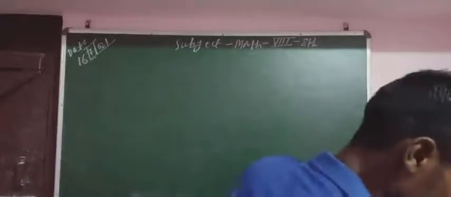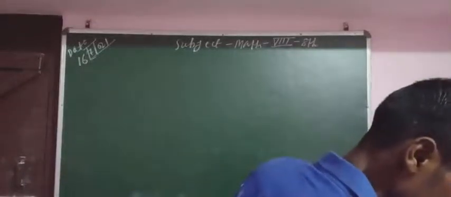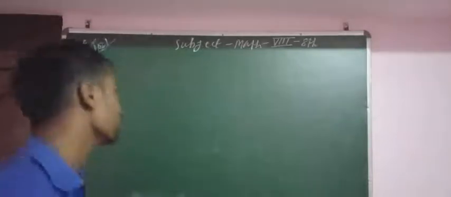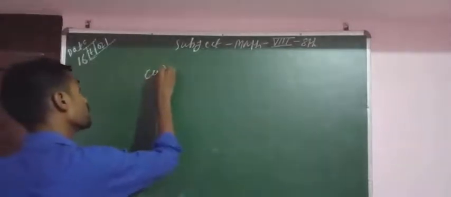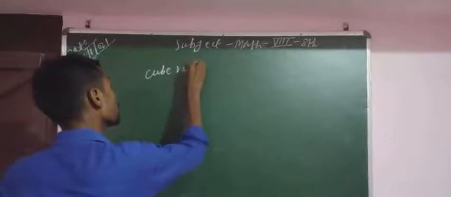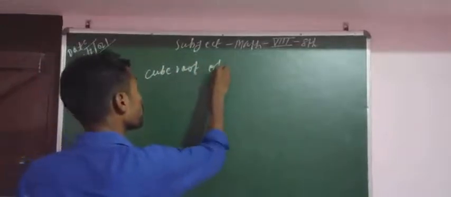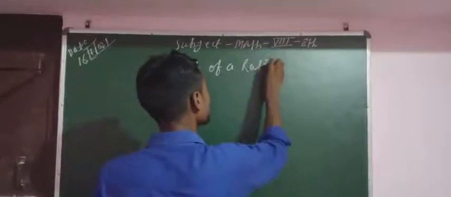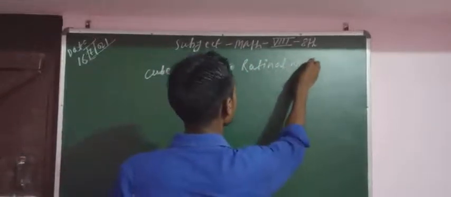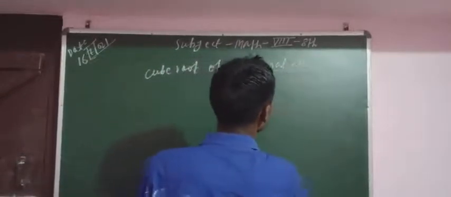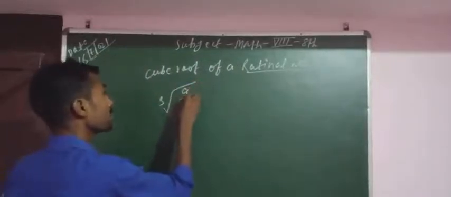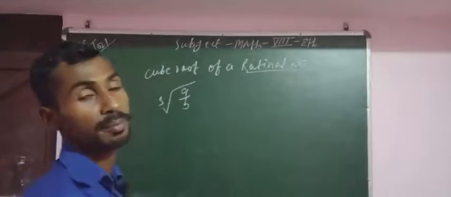Second one is the cube root of a rational number. Cube root of a rational number. So that means the cube root of a rational number. The rational number means in the form of a by b.